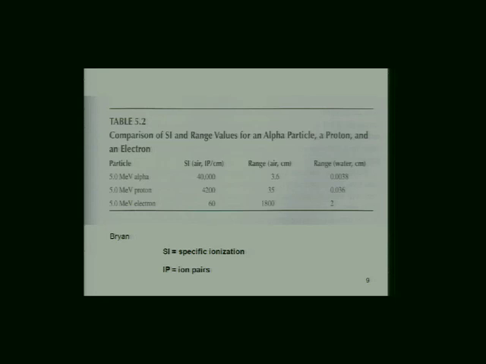For protons, the ionization is smaller than it is for alpha, so the range is larger. And finally, for the electrons, because the specific ionization is so much lower, the range is a lot higher. So depending on the type of radiation you're dealing with, you'll have to figure out how much shielding you need. And it'll be different for the different kinds of radiation, even if their energies are very similar, okay? Because the specific energy loss is very different for the different kinds of radiation.